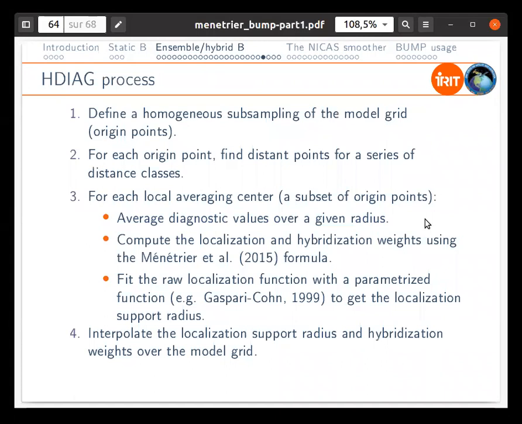So this is the HDiag driver of BUMP, for hybrid diagnostics. First, you define a homogeneous sampling of the model grid. Then for each point, you find distant points for a series of distance classes. Then for each local averaging center, you compute some averages, compute the localization and hybridization weights using the formulas, and then fit the localization to get a localization length scale. Finally, the last step is to interpolate the localization support radius and also the hybridization weights over the model grid.